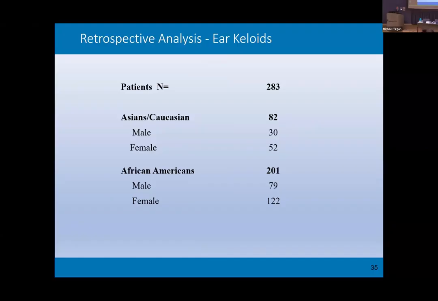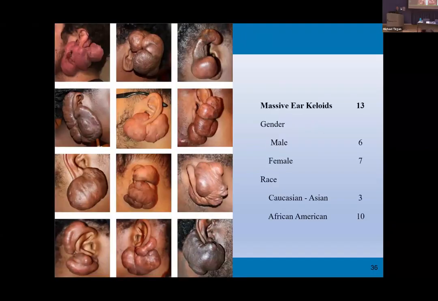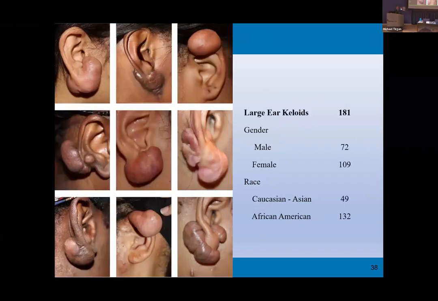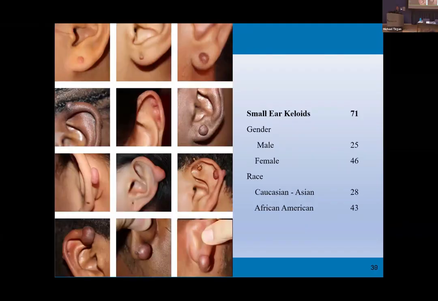So I looked back at 283 patients whom I had treated in my practice, and we cataloged the keloids of these patients. Patients with very large keloids, call them massive because the keloids are bigger than the size of their ears, there were 13 patients. Semi-massive, a little bit smaller than the size of the whole ear, but bigger than half of the size of the ear, there were 18 patients there. Medium size, this was bigger than this. This is a very arbitrary classification. And 71 patients with very early stage keloid lesions.